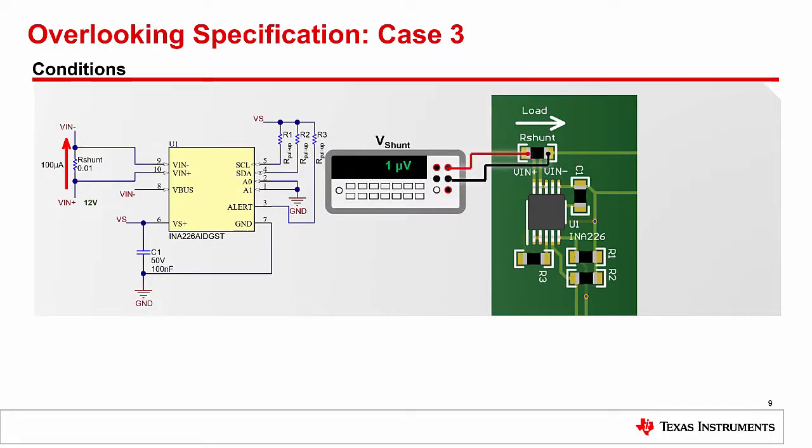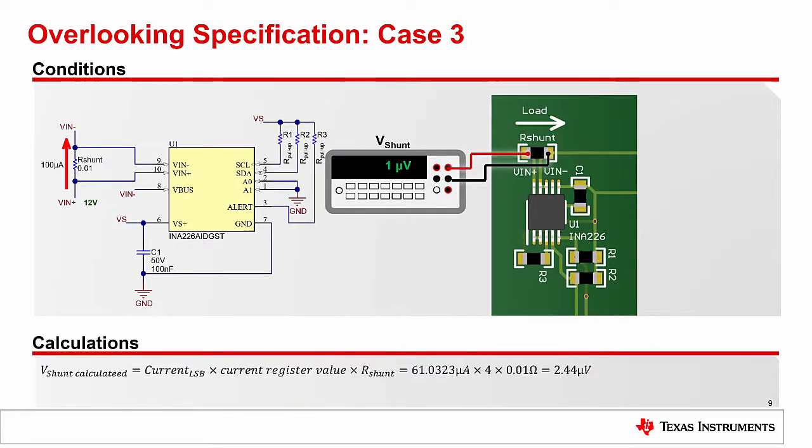Yet, if we back calculate what our measured shunt voltage is from our current register value, we get 2.44 microvolts. This is nearly double the actual value. Did we overlook something in our configuration?